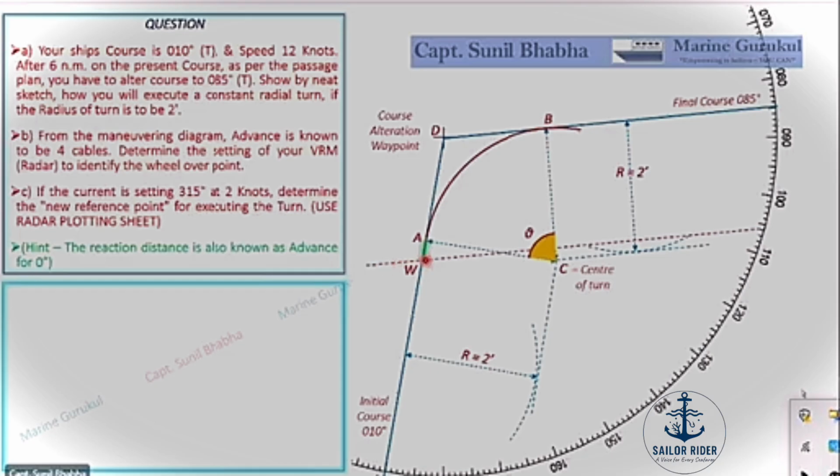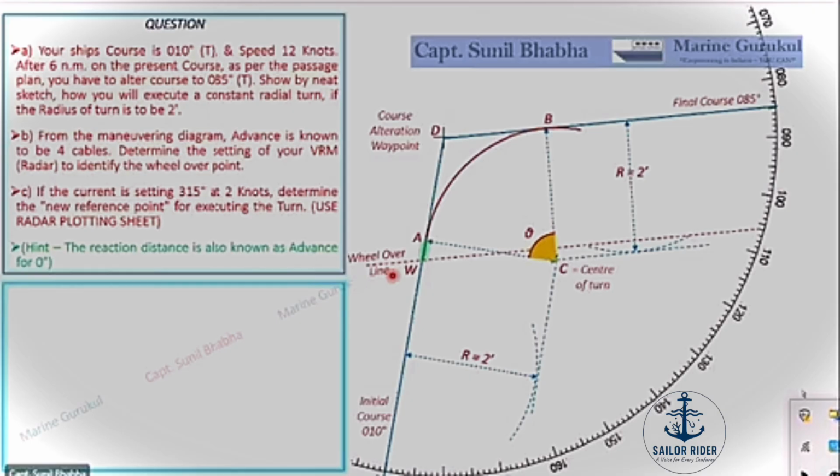You can see this parallel line coming up on the screen now, passing through point W, this key point, and parallel to my final course of 085. This line is my wheel over line.